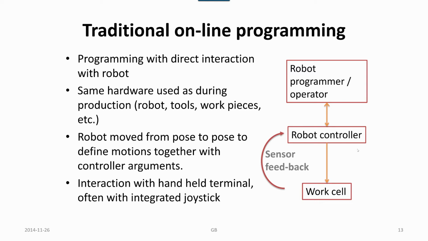So traditional online programming means the direct interaction with the robot. We use the same hardware during programming as during production, which means robot, tools, workpieces, and so on. And the robot is moved from pose to pose to define motions together with controller arguments, which might be, for example, velocity, how the motion is to be carried out, I mean, which interpolation mode and so forth, which configuration to use by the robot. I will go through that later on. And we have an interaction with a handheld terminal, often with an integrated joystick.